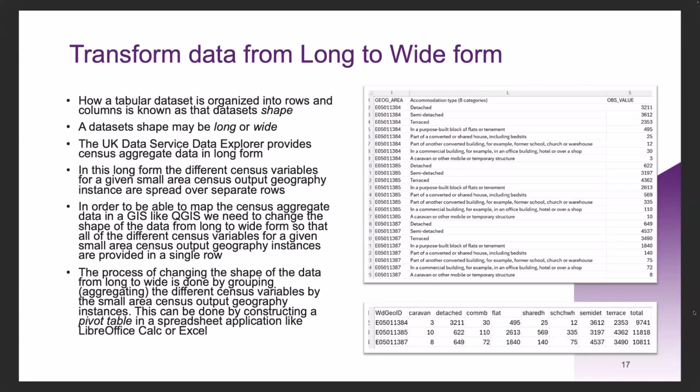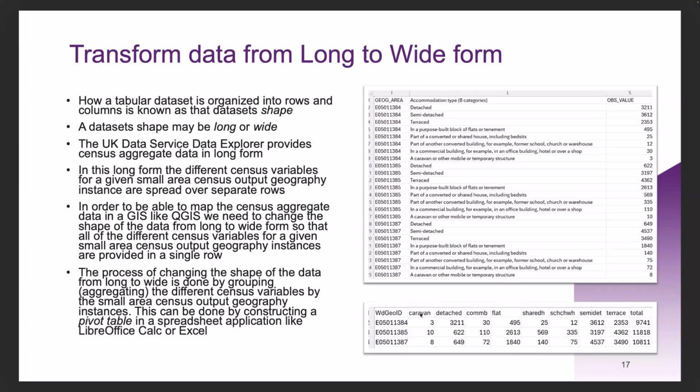Whereas what we have here is the same data set, but in the wide form. And here you get a single row, but each of the different census variables is instead shown in a different column. So we have again our same E05011384 output area, but this time each of the different columns provides each of the different census variables.